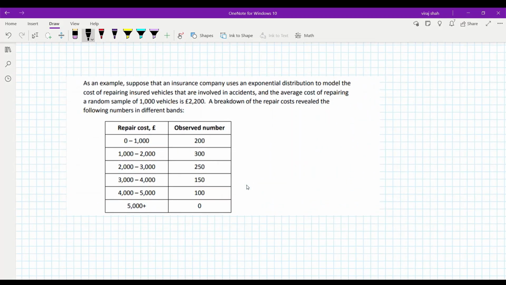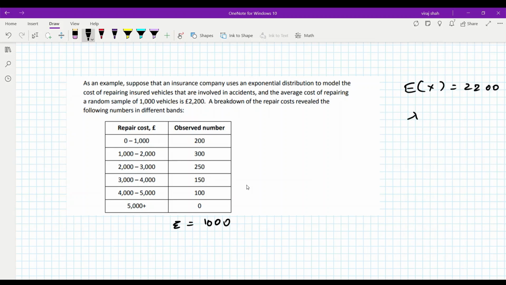Under the third sum, this is the cost of repair and the observed value. Let's read the question. As an example, suppose an insurance company uses an exponential distribution to model the cost of repairing issued vehicles involved in an accident. The average cost of repairing 1,000 samples, so total number of samples is equal to 1,000, is 2,200. So we know that the expectation of x is 2,200.